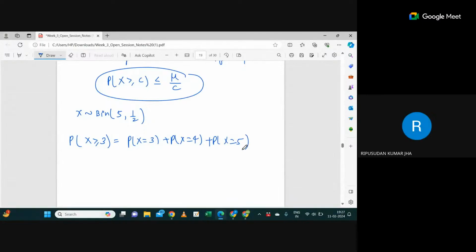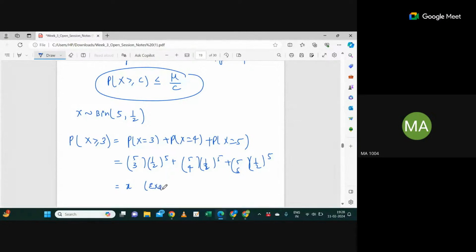I can do this, correct? Yes, sir. From here, if you solve 5c3 half raised to the power 5, plus 5c4 half raised to the power 5, plus 5c5 half raised to the power 5, you will get some value. Let's say I'm assuming it as x. This is something where I can get the exact probability.